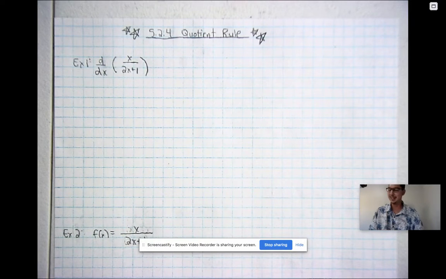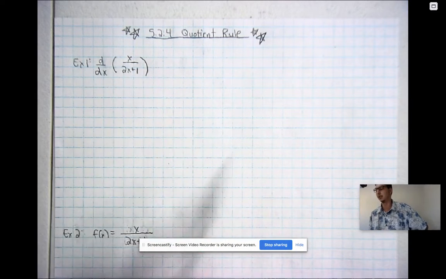Hello, everyone. We did the product rule, and now we get to do one more. We get to learn the quotient rule in this one, and this is just as important, using 4 stars.